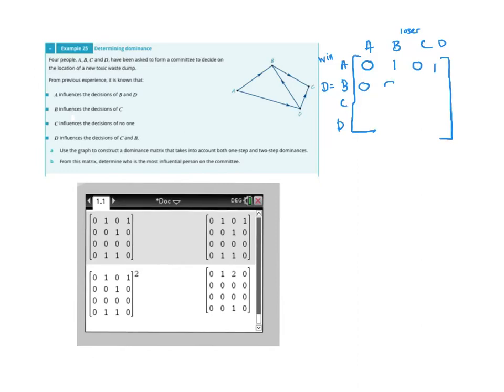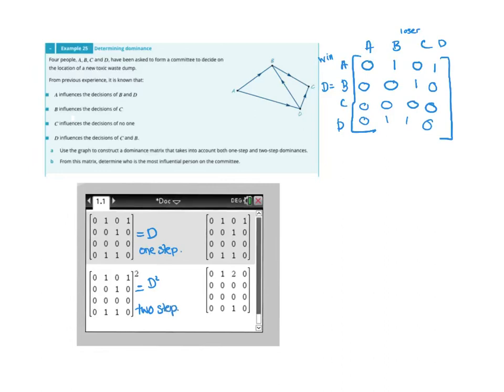B doesn't play himself. C did beat B, and so on. C didn't beat anyone, and D beat just C and B. So there we go, here is the dominance matrix. This is 1-step dominance. If I do D squared, that gives me 2-step dominance.